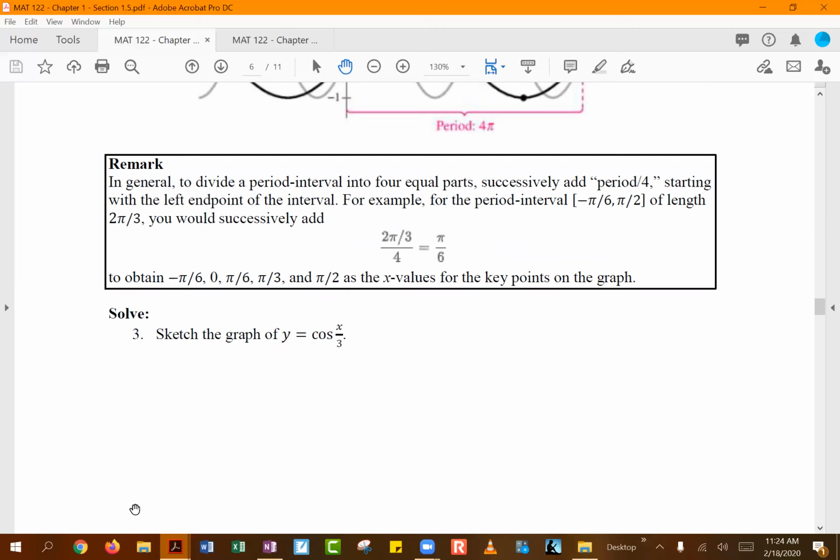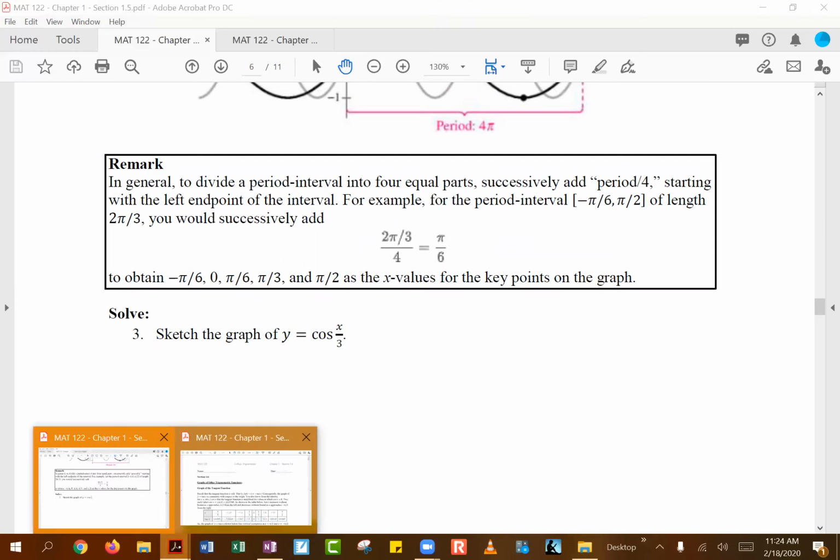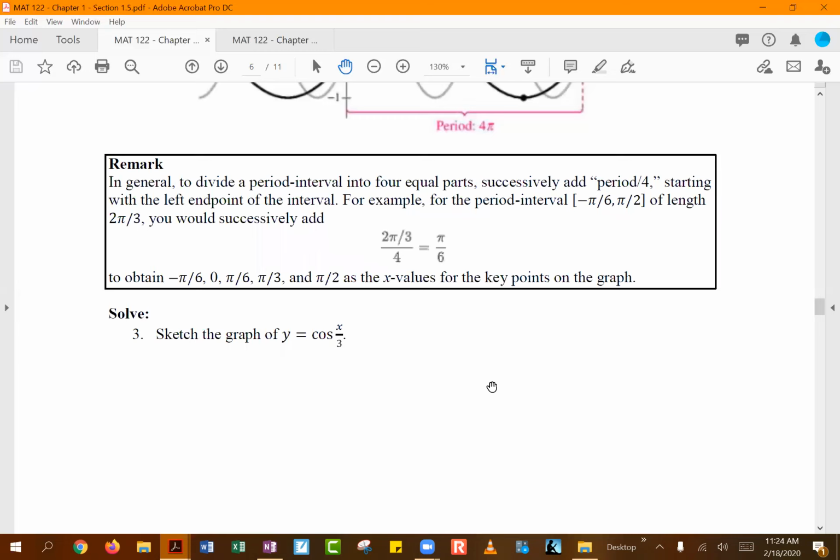Yeah, and then I think we talked about this briefly last time. So in this remark, they are saying that you will take your period interval. So let's say that was 4 pi in the previous example, and you end up dividing your period by 4. And when you divide your period by 4, it actually gives you what the intervals will be when you're trying to graph your function. So in this case, you start with your left-hand point, which will be negative pi over 6, and then keep adding whatever this calculation of period divided by 4 comes out to be, and then you will get your 5 different points that, remember, we need to graph our functions here.